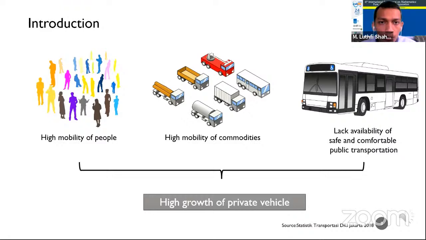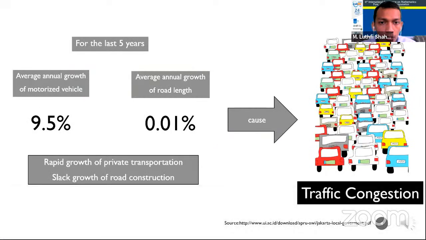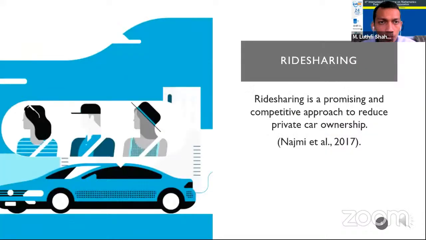Jakarta is the nation's capital of Indonesia. With this high mobility of people and commodities in the city, transportation is urgently needed. According to Badan Pusat Statistik, the high mobility of people and commodities, followed by the lack of availability of safe and comfortable public transportation, causes the use of private transportation to grow rapidly every year. In the last 5 years, the average annual growth of motorized vehicles was about 9.5%, while the average annual growth of road length was only about 0.01%. The rapid growth of private transportation and low growth of road construction are the causes of traffic congestion.